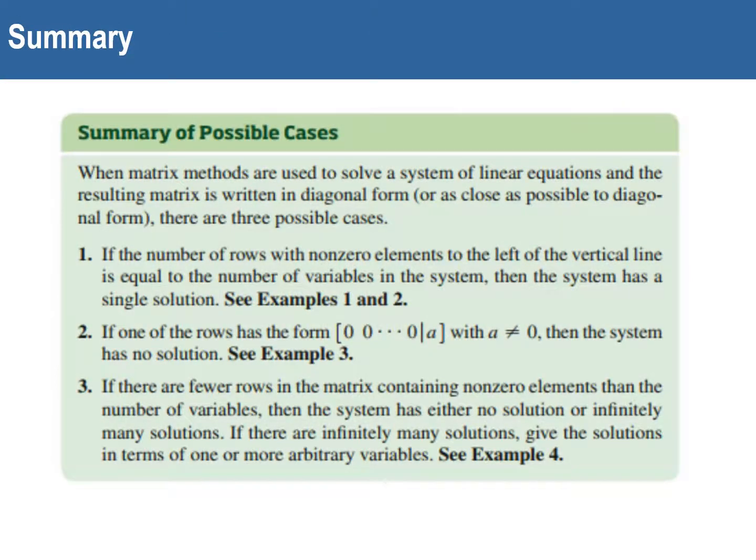Now, when matrix methods are used to solve a system of equations, we're trying to get it written in diagonal form. There are three cases. If the number of rows with non-zero elements to the left of the vertical line is equal to the number of variables, then the system has a single solution. If one of the rows has all zeros, then the system has no solution. If there are fewer rows in the matrix containing non-zero elements than the number of variables, then the system has either no solution or infinitely many solutions.